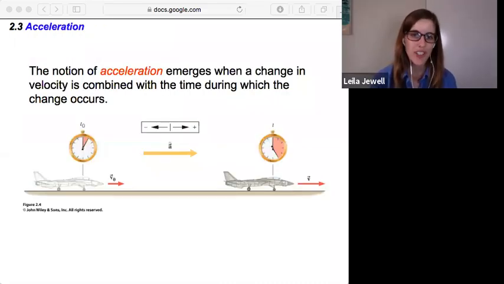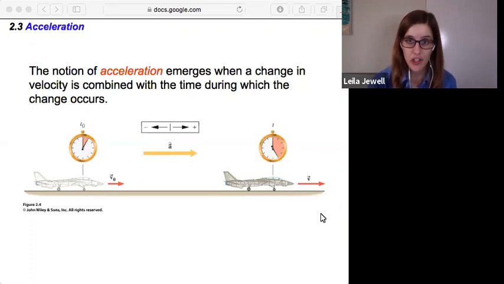Section 2.3, acceleration. Now things are really picking up. So the notion of acceleration comes from when you have a change in velocity along with the time interval over which that occurs. So here we have a fighter jet that has some initial velocity at some initial time. Both of those can be non-zero, it can be some value. And then if there's some acceleration that could be in the positive or the negative direction, here it's in the positive direction, then it has a different velocity at a different time.